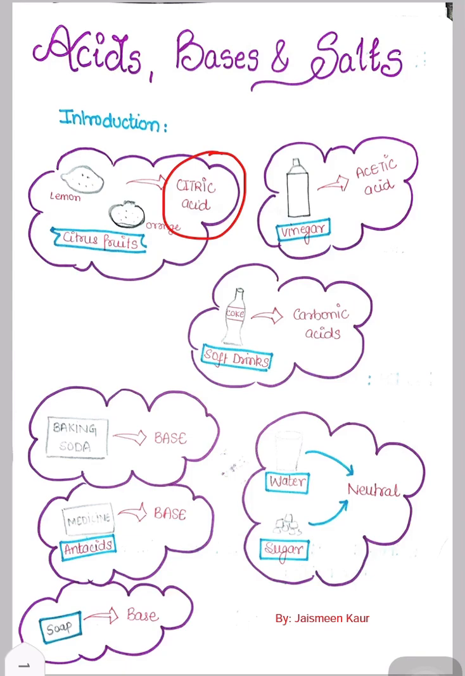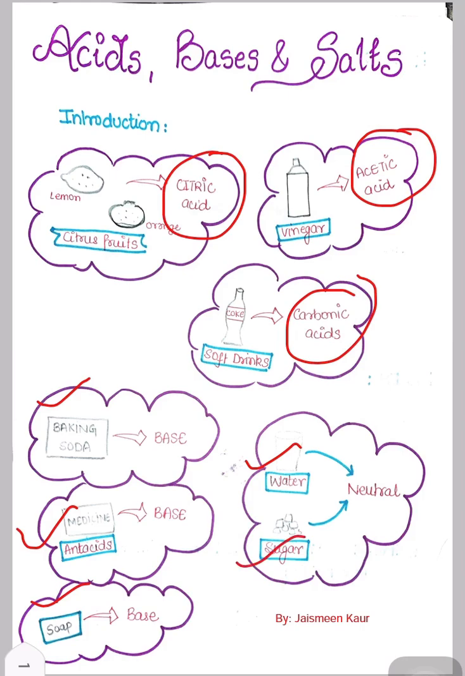Another example of a substance which contains acid is vinegar, which contains acetic acid. Soft drinks, which are a favorite of almost everyone, also contain carbonic acid. Not only acids, there are many examples of bases also, like baking soda and a few medicines like antacids, and soaps. They are all basic in nature. There are also a few substances which are neutral in nature, such as water, sugar, common salt, and many more. So the question here is why we need to study them.